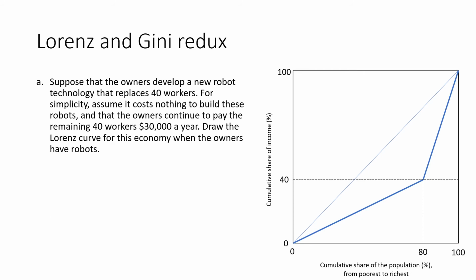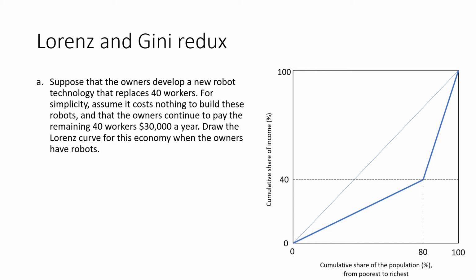So the first part of the problem, you're asked the following. Suppose that the owners develop a new robot technology that replaces 40 workers. For simplicity, assume it costs nothing to build these robots, and that the owners continue to pay the remaining 40 workers $30,000 a year.